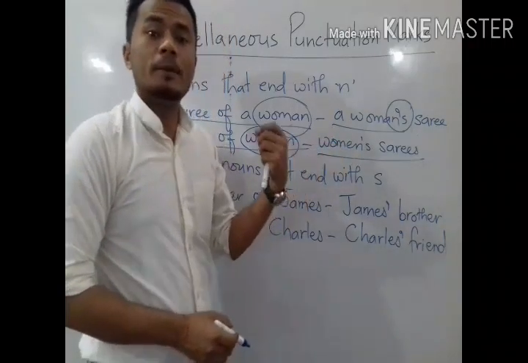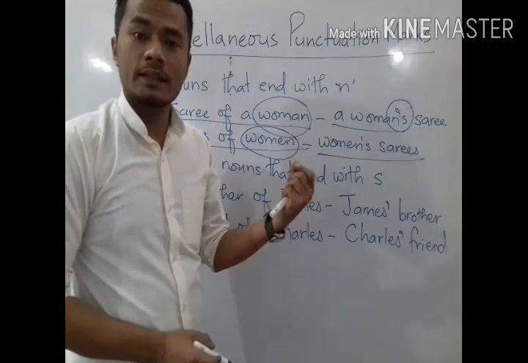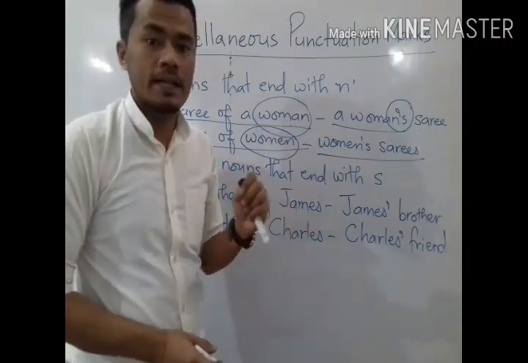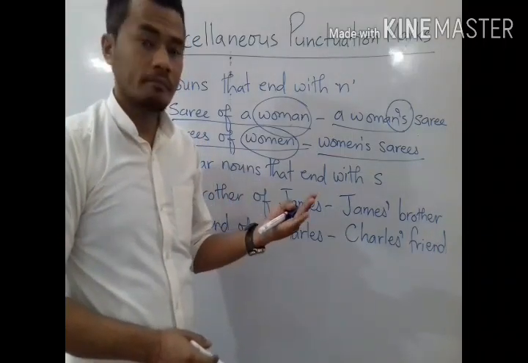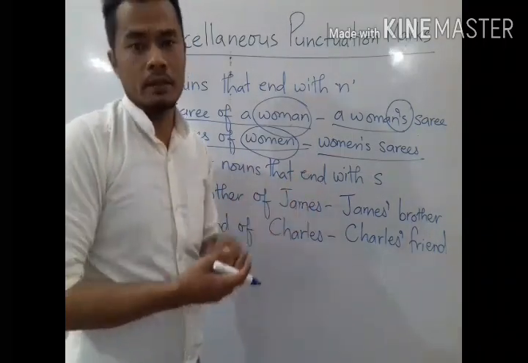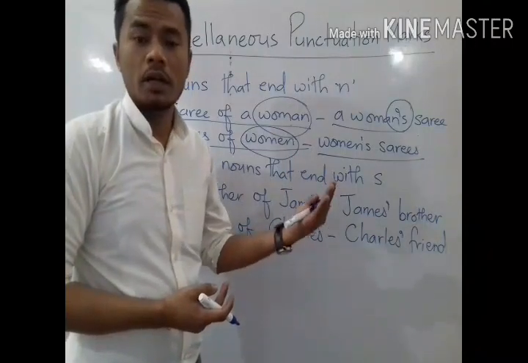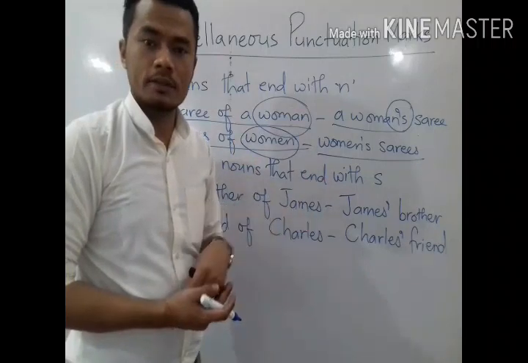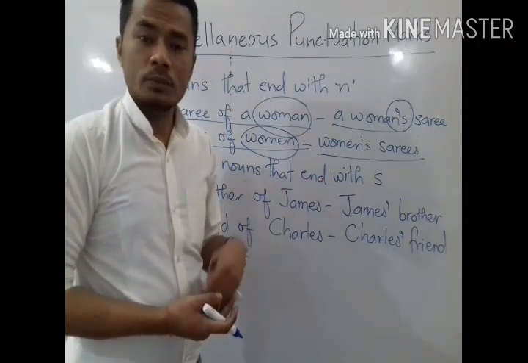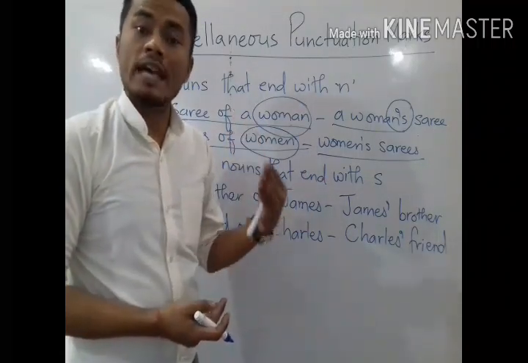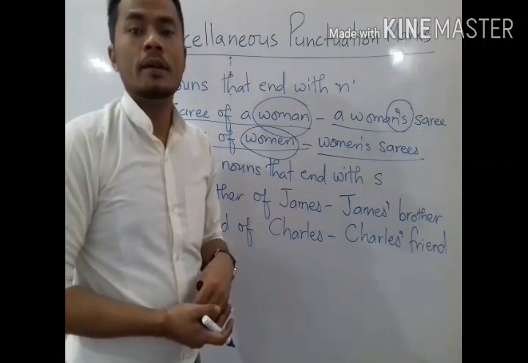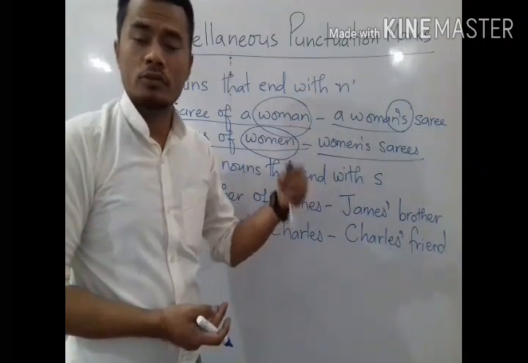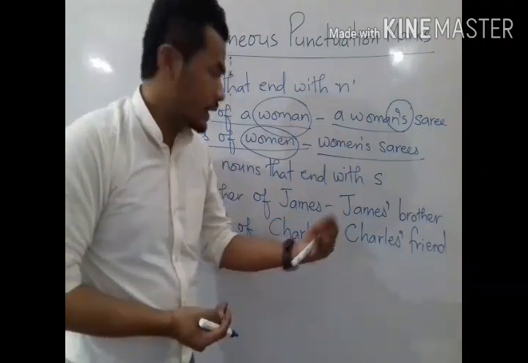That means if the plural noun does not end with s, then we have to put apostrophe s in both singular and plural cases, like the play of the children. Children is a plural noun, but if I show the possessive case of this noun children, I have to use apostrophe s, though it is plural. Like the children's play. Children's play. Okay.